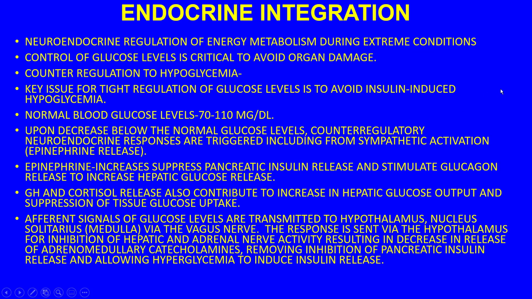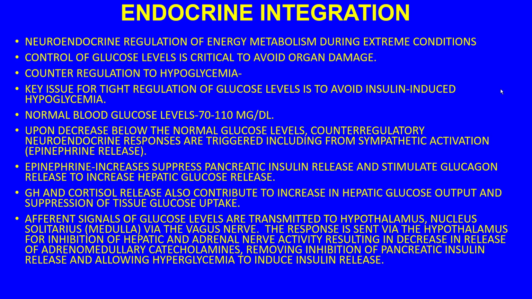Now, let's talk about the neuroendocrine regulation of energy metabolism during extreme conditions. Okay, we're going to take first something like starvation. And then we're going to go to the other side. What if we had exercise? And all of this is to counter hypoglycemia. So the key issue for tight regulation of glucose levels is to avoid insulin-induced hypoglycemia. Keep in mind that the normal blood glucose levels are 70 to 110 milligrams per deciliter.